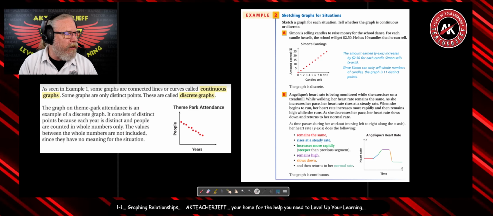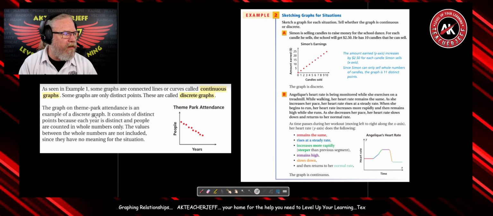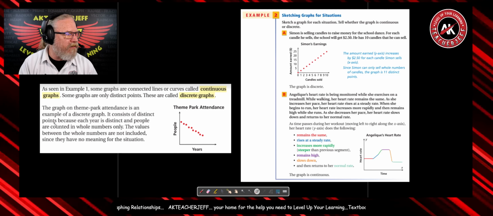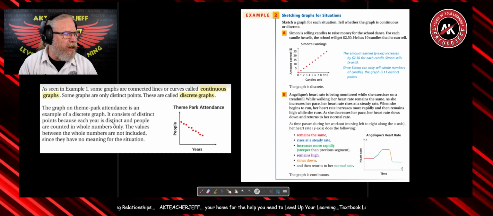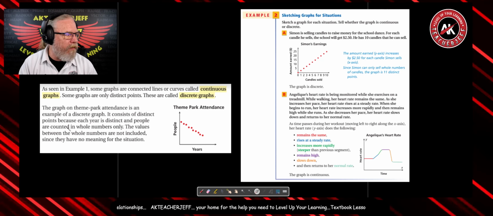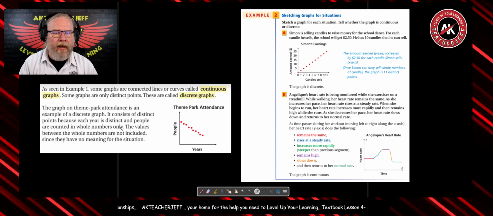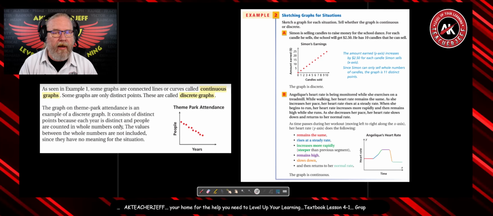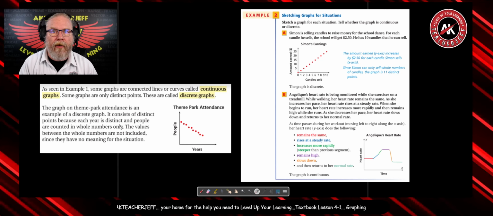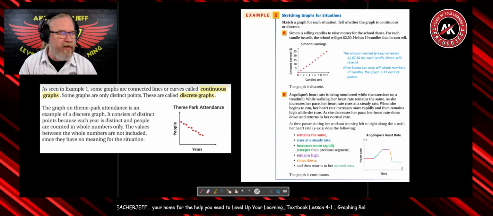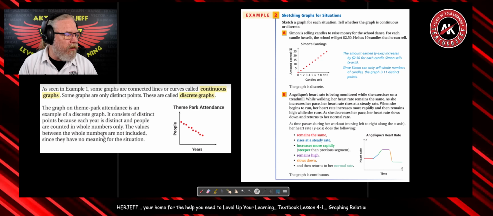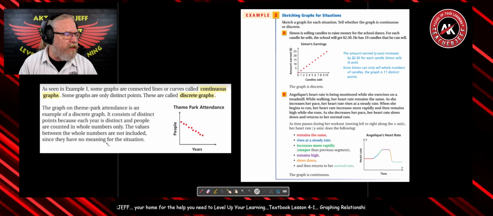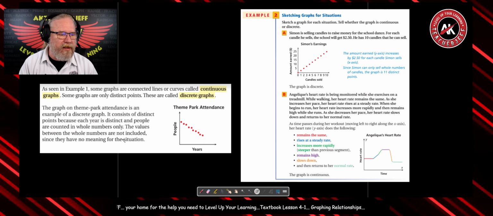The graph on theme park attendance is an example of a discrete graph. It consists of distinct points because each year is distinct and people are counted as whole numbers only. You couldn't have 1 1/3 of a person. You either have one person or you have two people. The values between the whole numbers are not included since they have no meaning for the given situation.